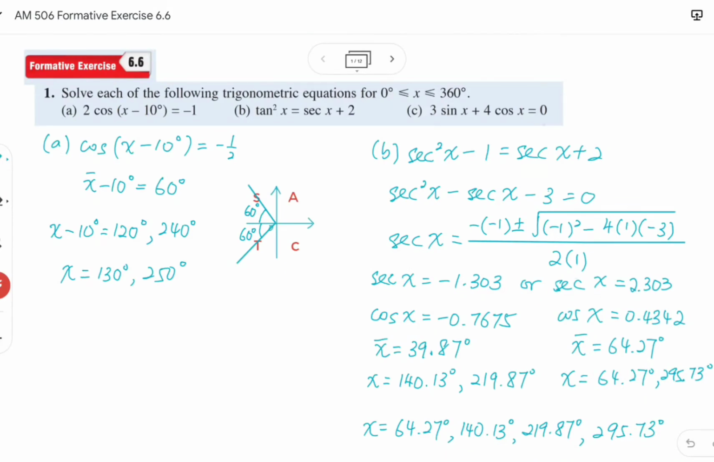Formative exercise 6.6, number 1. Solve each of the following trigonometric equations for x from 0 to 360 degrees. A. 2 cosine (x minus 10) equals negative 1.